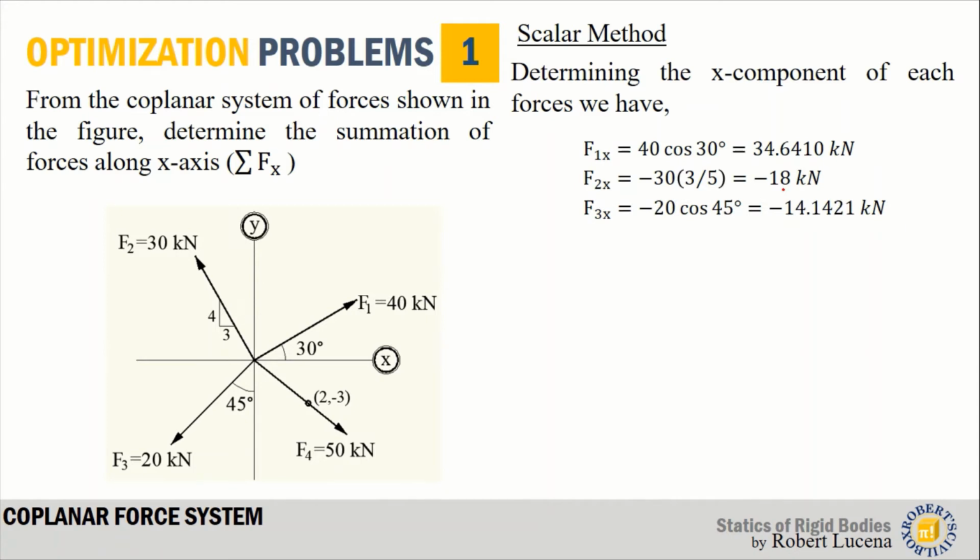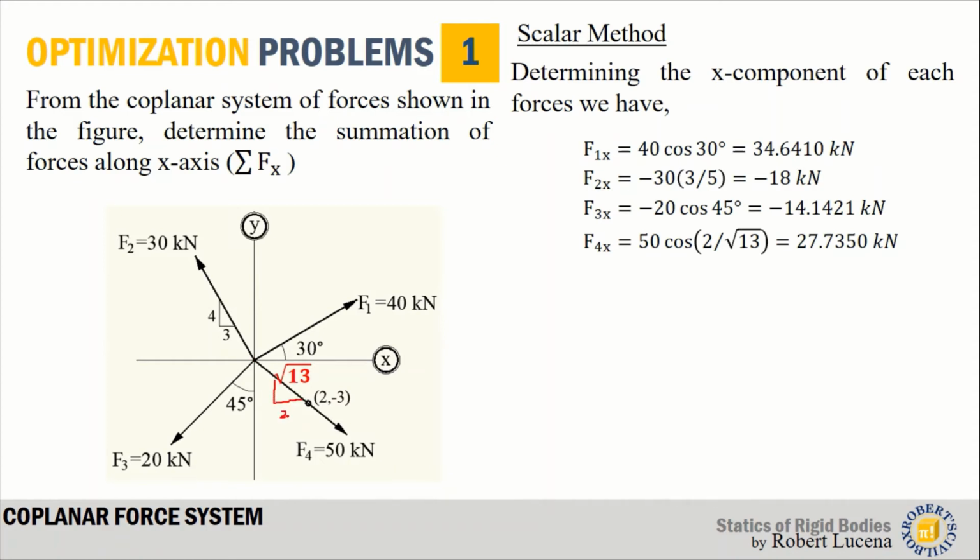Now for F3x, we use the 20. This should be sine 45. However, you may still use cosine because the angle is 45. You will end up with the same answer. But for the standard, we use sine because this is the opposite of 45. So negative 20 sine 45, that is negative 14.1421.